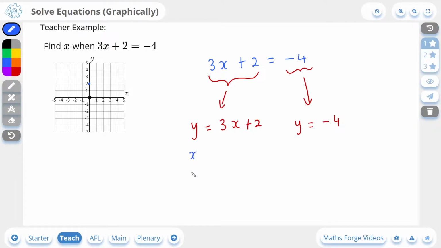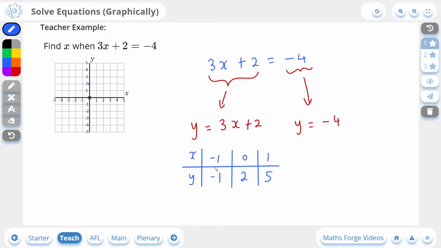To draw this line out, I'm going to first build a table of y and x values, and I'm going to get my paired coordinates from here. So I'm going to pick -1, 0, and 1. Now, when x is equal to -1, y is equal to 3 times -1, which is negative 3, plus 2, which is negative 1. When x is equal to 0, y is equal to 3 times 0, which is 0, plus 2, which is 2. And of course, when x is equal to 1, y is equal to 3 times 1, which is 3, plus 2, which is 5.